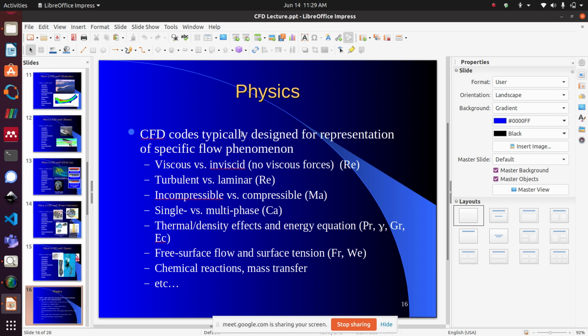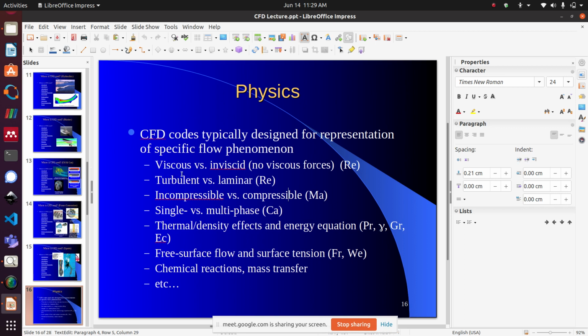So again, you are supposed to have some background in the physics, and you know the difference between turbulent flow and laminar flow, right? So what is a turbulent flow?